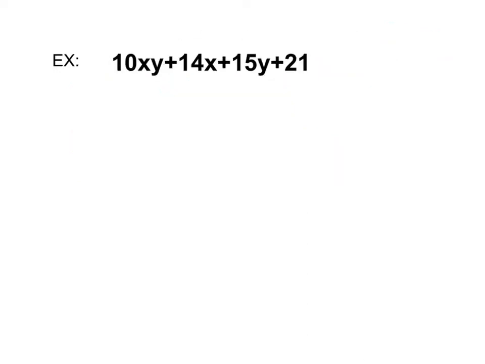So here's our new example. And our first trick is to figure out how are we going to group it. So we need to look for things that different parts share. We can see right off the bat that there's a y here and a y here. And you might also notice that both 10 and 15 have common factors. In this case, 1, 10, 2, 5, 1, 15, 3, 5. And you'll notice they have a common factor of 5. So that's a good thing.